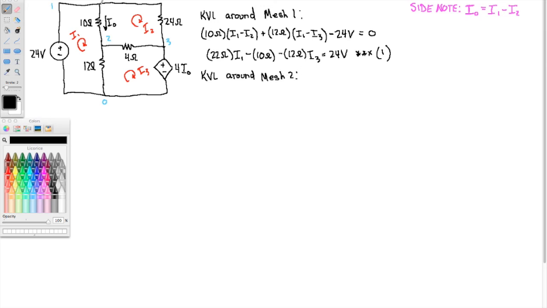Alright, so I'm going to start at the top left of mesh 2 and work my way in the direction of I2. So this would be 24 ohms times I2. That puts me at node 3. I'm going to go this way, plus 4 ohms times I2, since I'm going with I2, and I3 is opposing me.